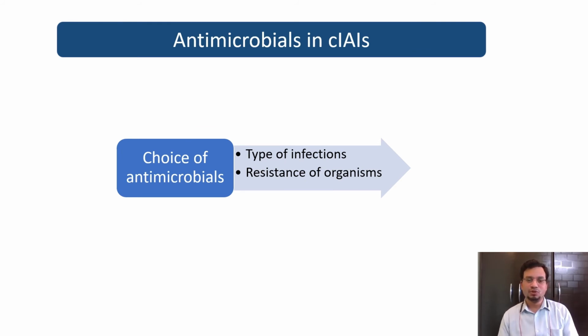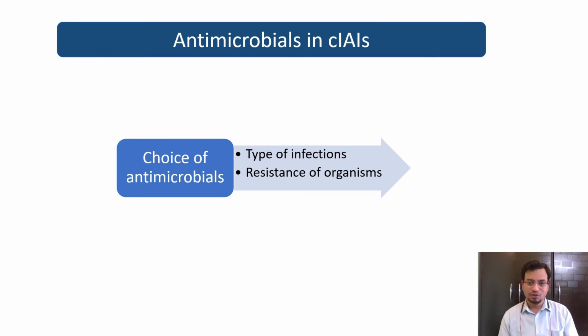Then the second important factor is the resistance of the organism, meaning whether there is any risk factor present for MDR, that is multiple drug resistance, in your patient, whether you have to look for MRSA or VRE organisms. You should be able to predict that this patient may be suffering from a certain kind of resistant infection.